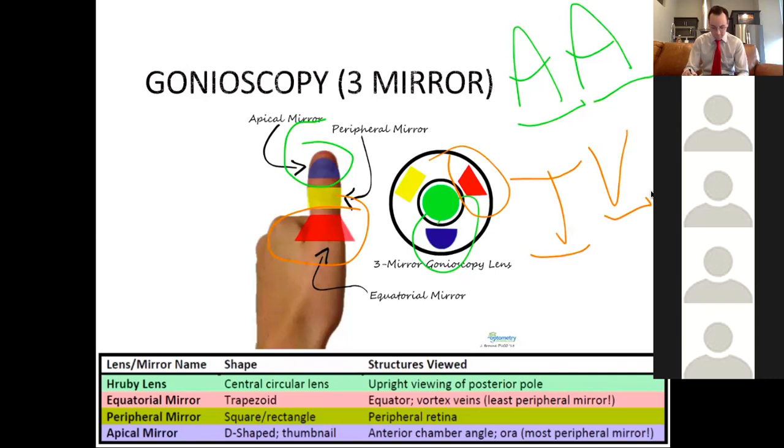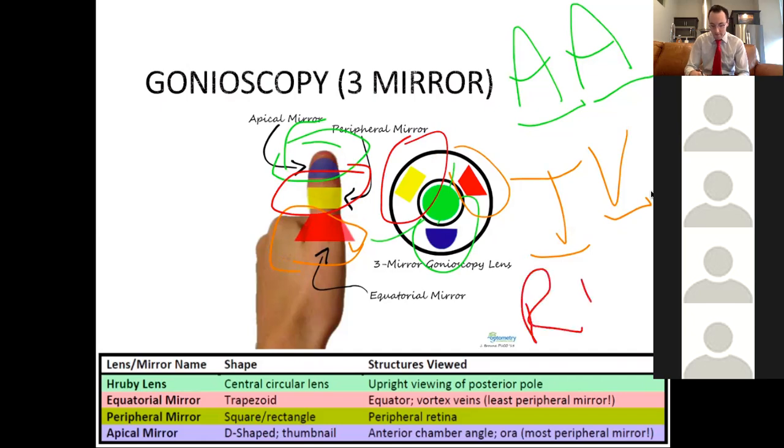And finally, we have the last one here. Oops, I put that in green as well. Let me clear that here. So it's perhaps a little bit easier on the eyes. Okay. And our rectangular mirror is going to be in the periphery, right? So we can think RP, perhaps, like retinitis pigmentosa, maybe. Thinking about those bony spicules way out there, okay?